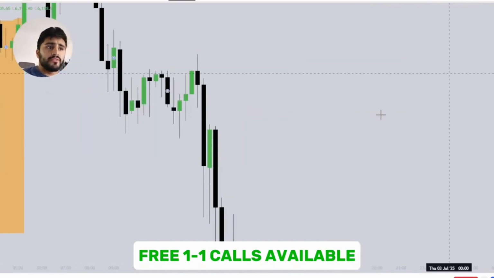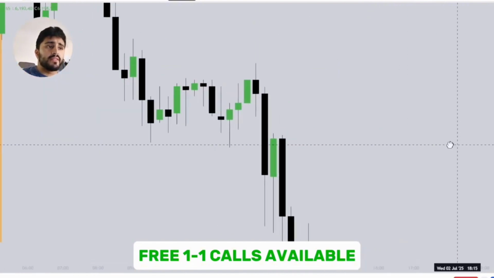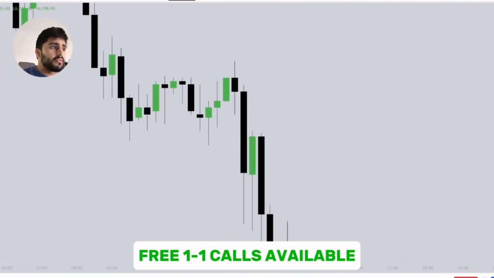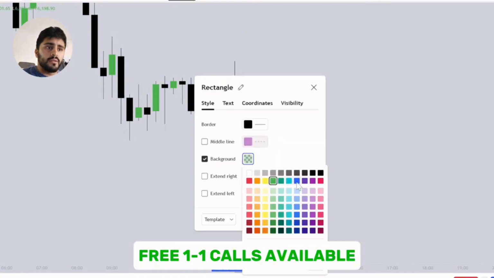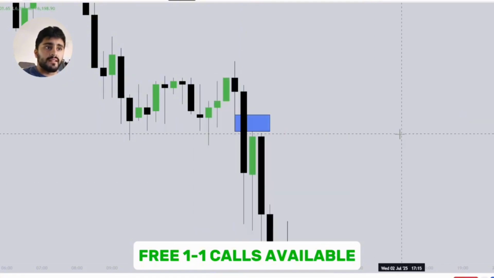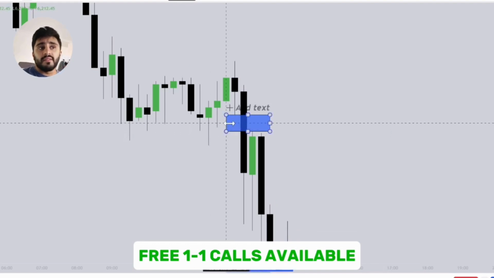We are looking for a 15-minute fair value gap. I'm going to dive into which 15-minute fair value gap this was. So this is the 15-minute fair value gap over here. We can see this candle and this candle. We have a gap in this candle. I'm going to label that in blue so traders can understand. This is the 15-minute fair value gap.